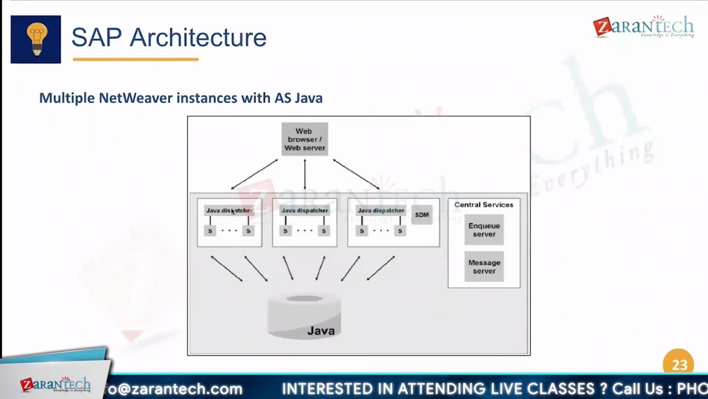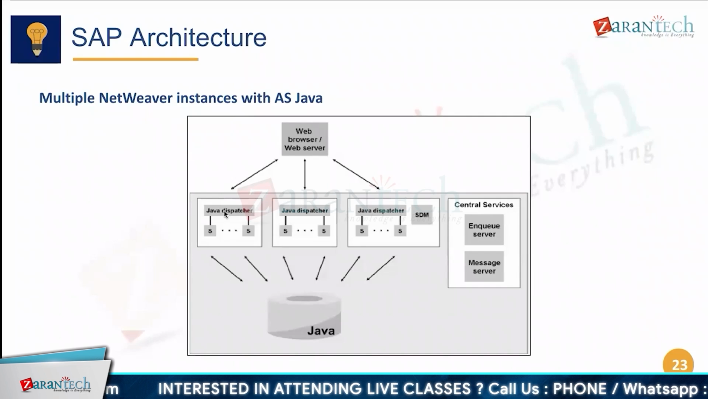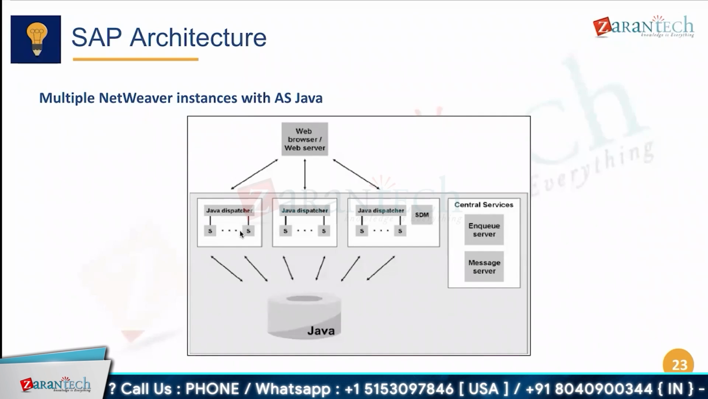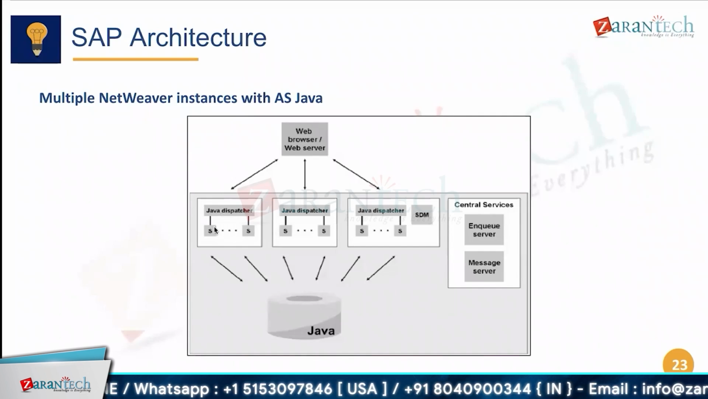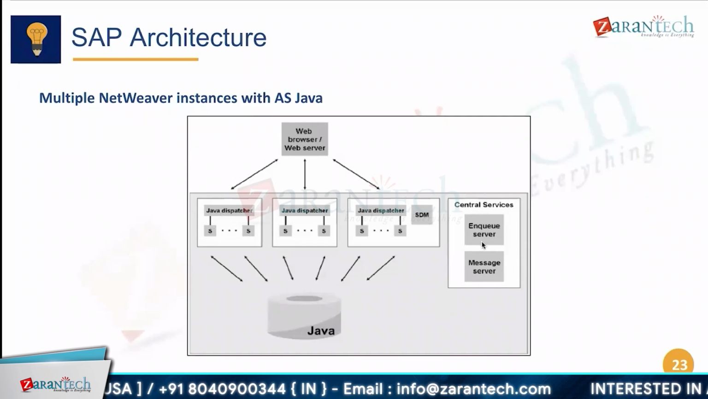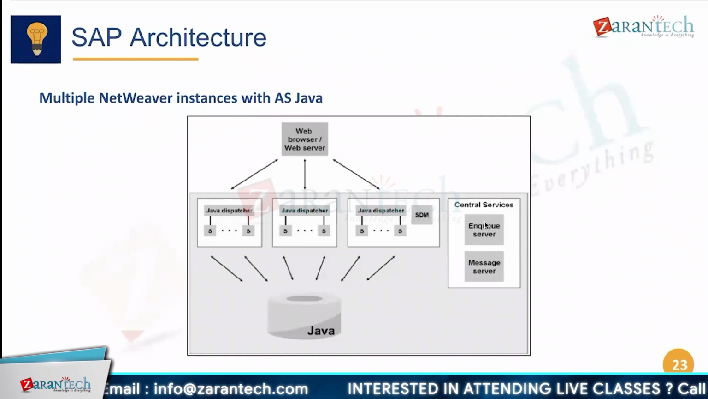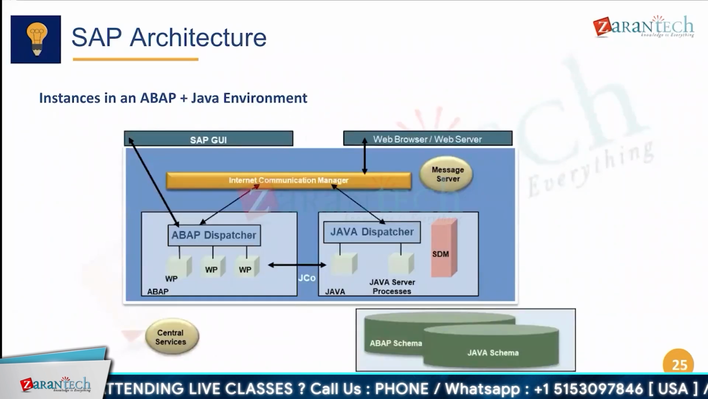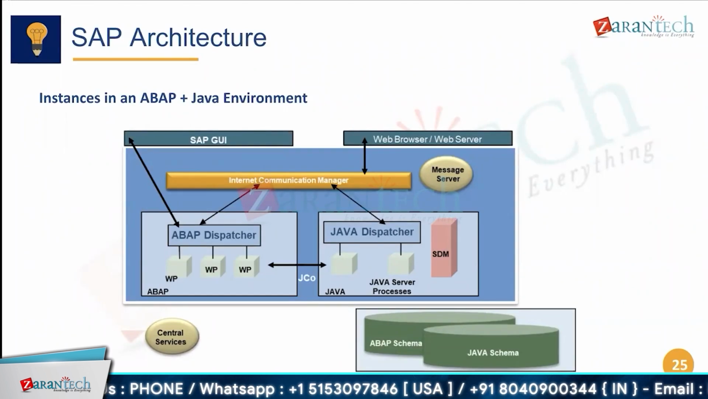Here it is now the ICM. In older systems, they used to call it the Java dispatcher. ICM will pass the request to the Java cluster nodes, server 0, server 1, server 2, like that. In Java, server nodes will be there. The central services instance is simply wherever there is an enqueue and message server, both in ABAP and Java. Whatever I was explaining theoretically in the architecture, this shows in a more pictorial way.